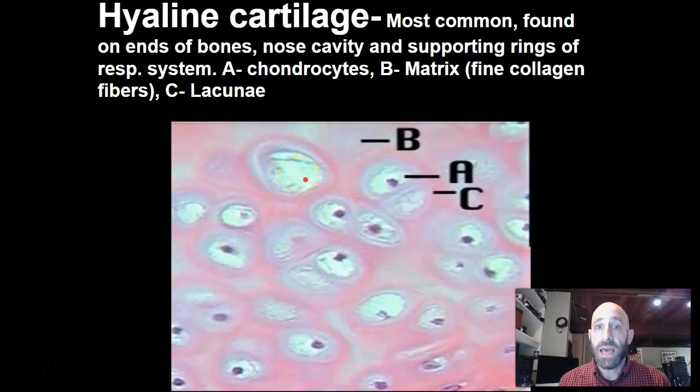What happens is these cells produce a matrix made up of very fine collagen. So if you're filling in your chart right now, the cell type is a chondrocyte. The matrix is made up of fine collagen, very, very fine collagen. It almost looks like glass, and that's what hyaline actually means. It means glass. When you look at it under a microscope, it kind of looks like glass.